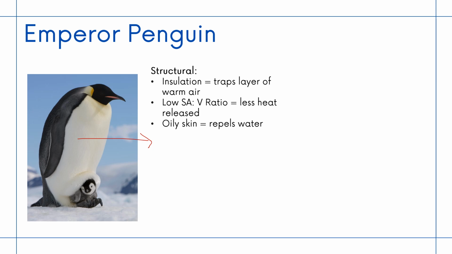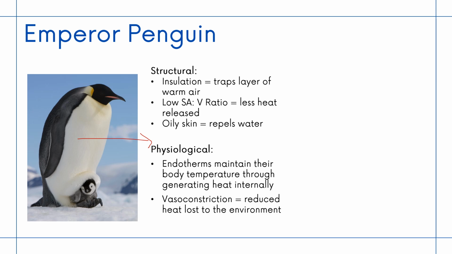Obviously beneficial if you are living in a very cold environment to repel that water, therefore heat isn't being taken away from the body. Now we have some physiological adaptations. So they are endotherms, meaning they maintain their body temperature through generating heat internally. So humans are also endotherms. We regulate our body heat internally. We do not rely on the environment to regulate our internal heat. And that is a physiological adaptation for living in a cold environment.